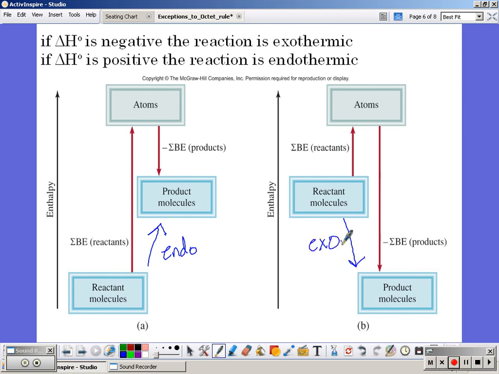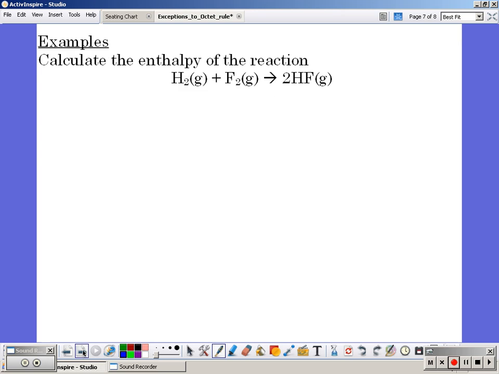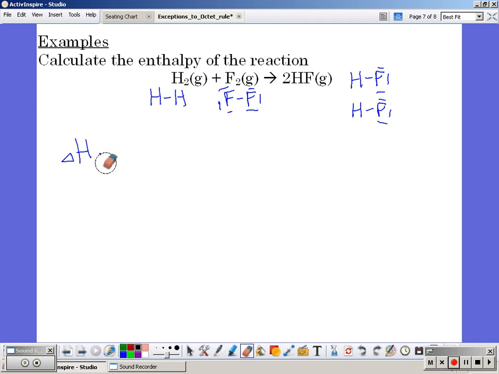All right, so let's look at this problem. We have to calculate the enthalpy of reaction, so H2 plus F2 yields 2HF. If we think about the bonds here, we have a hydrogen and we have a fluorine, and then we have HF twice. So the enthalpy of reaction would be my reactants minus my products.